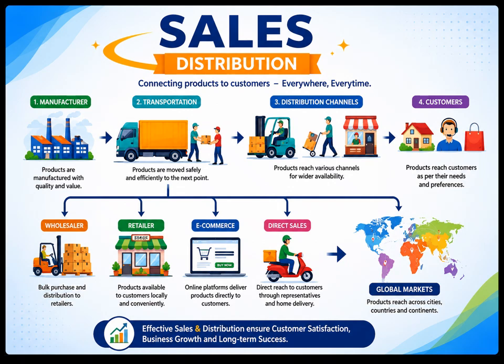And retailer: products are available to customers locally and conveniently through the retailer. E-commerce is an online platform that delivers products directly to the customers, whereas direct sale helps reach the customers directly through representatives and home delivery, the so-called on-demand delivery model, which is emerging these days and getting very popular also. So effective sales and distribution ensures customer satisfaction, business growth, and long-term success.